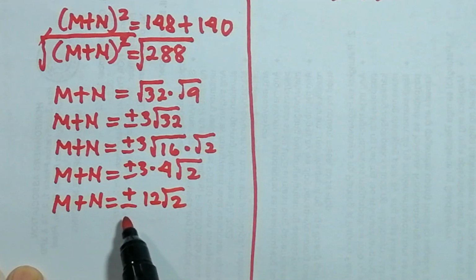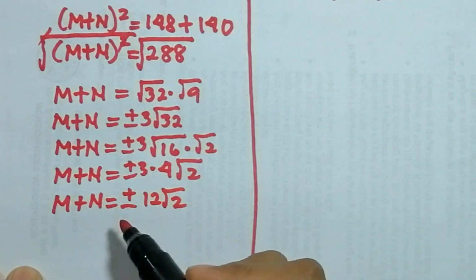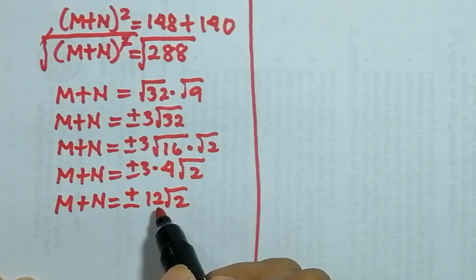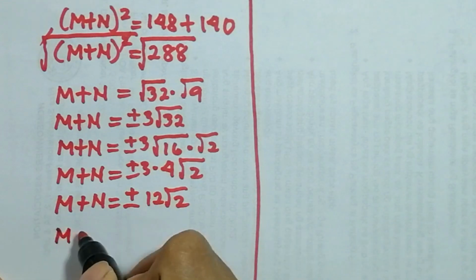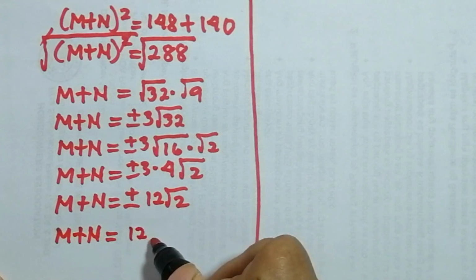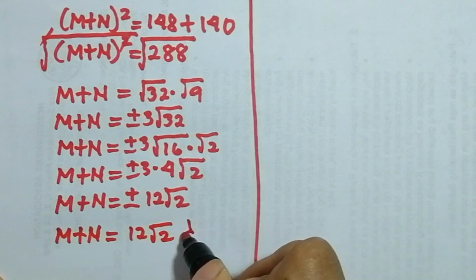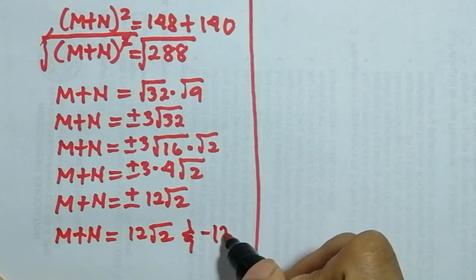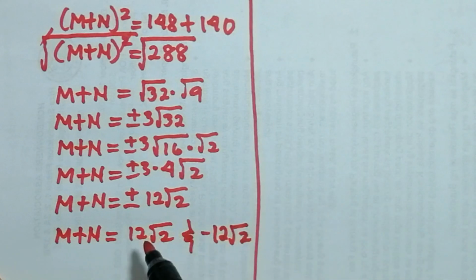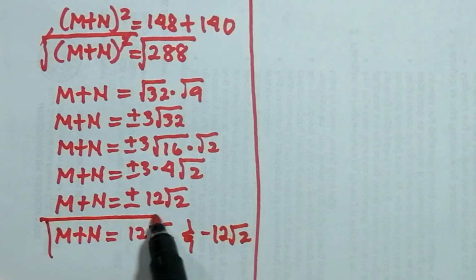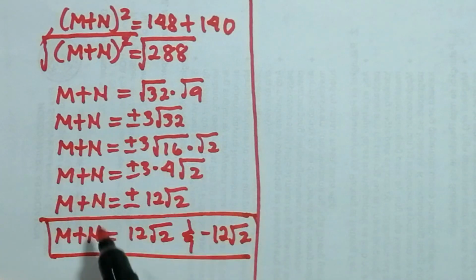Okay, in case 1 we have two values. These are the positive and negative. m plus n is 12 square root of 2 and negative 12 square root of 2. Okay, so these are the values in case 1.